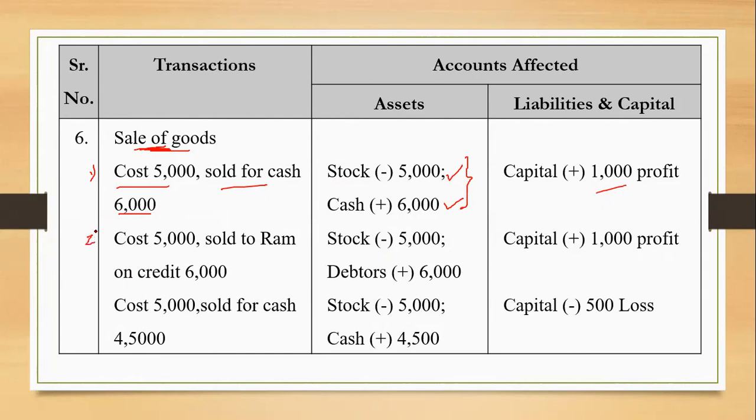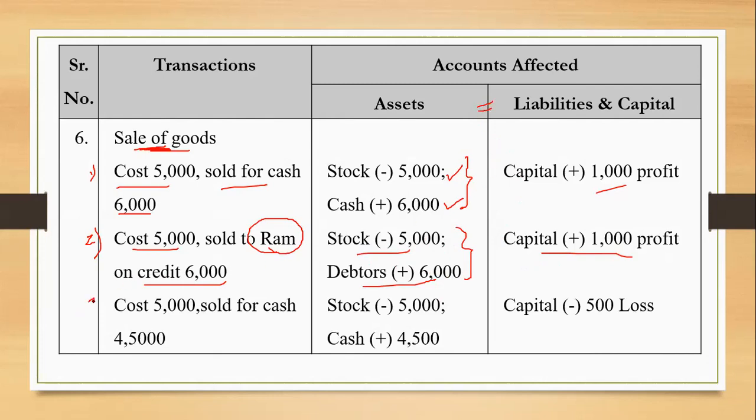Similarly, now second is cost of 5,000 sold to Ram on credit for rupees 6,000. The amount of the transaction is same. 5,000 worth of goods sold for 6,000, so 1,000 is the profit. That 1,000 profit will increase my capital. There is no doubt about that. But because the goods are sold on credit, the debtor's value will increase by 6,000 and stock reduces by 5,000. You can see the net effect. -5 plus 6 is +1. Right? The accounting equation holds true after each and every transaction.